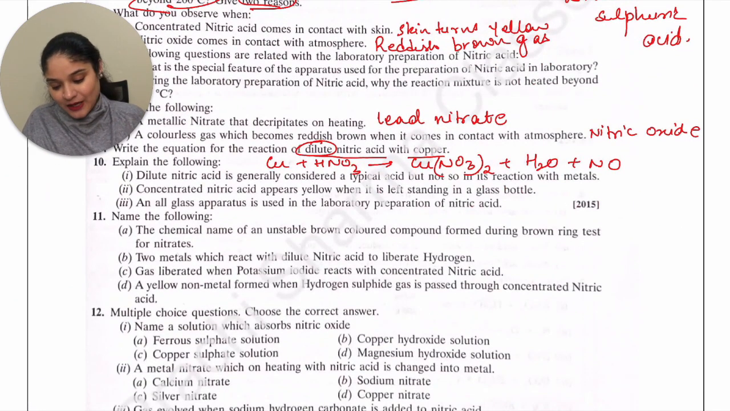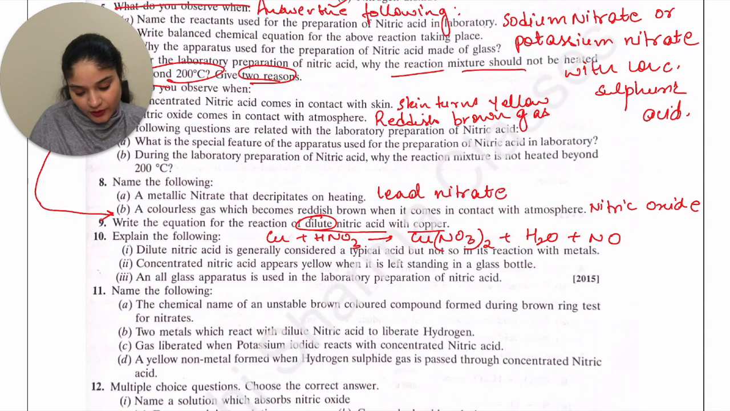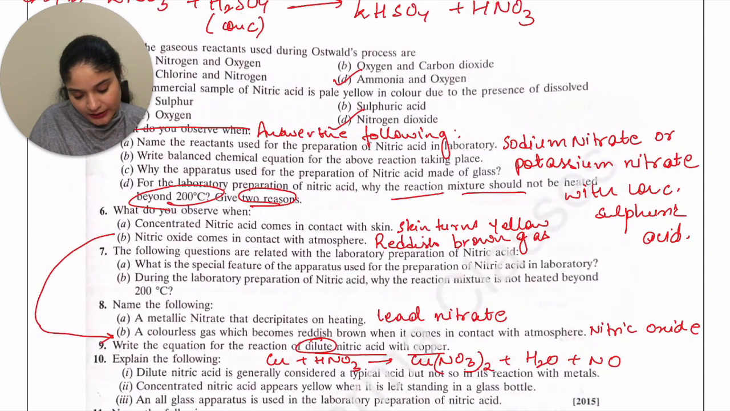Now moving on, concentrated nitric acid appears yellow when it is left standing in a glass bottle. We just understood that, where did it go? Which was that question? Yeah. It's yellow in color because nitrogen dioxide gets dissolved in it. For example, this one, the fifth one. If you can see the fifth one, it's directly there. It is due to the presence of dissolved nitrogen dioxide, which gives it a yellow color.